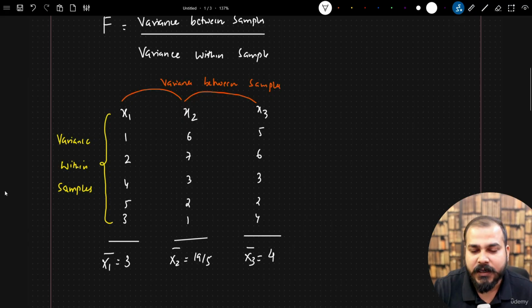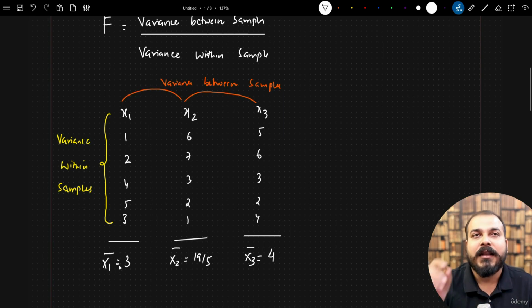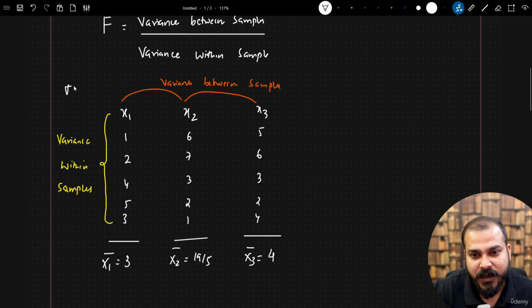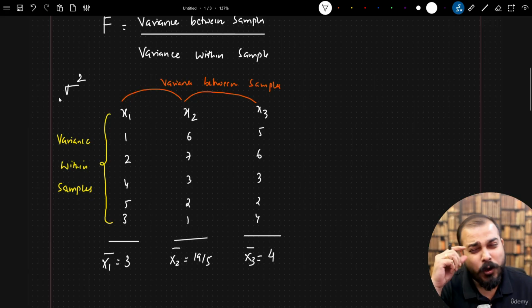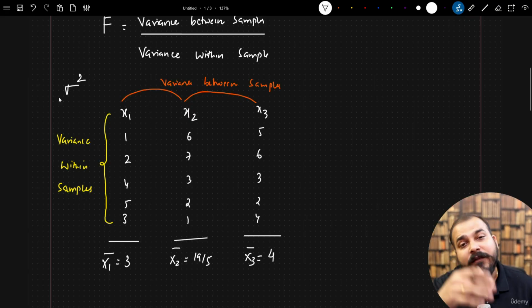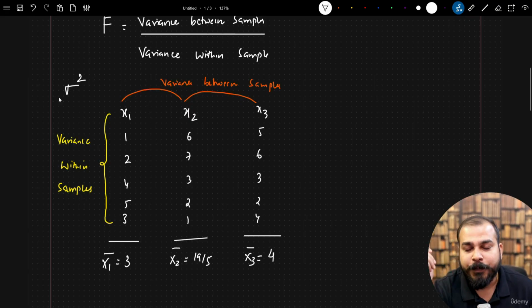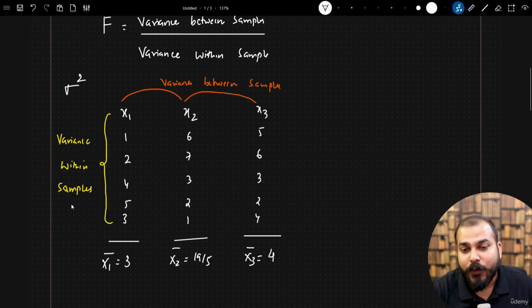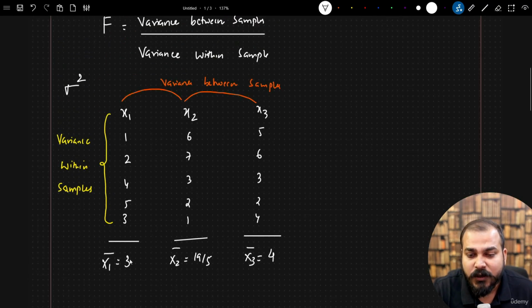Okay. Now in this case, when we say variance within the sample, so within this particular sample, at the end of the day, what is standard deviation? Variance is basically given by sigma squared. Standard deviation says how far away a specific point is from the mean. With respect to variance, we talk about the spread.